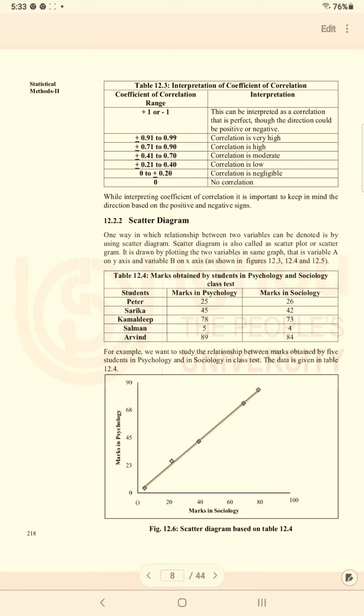12.2.2 Scatter diagram. One way in which relationship between the two variables can be denoted is by using a scatter diagram. Scatter diagram is also called a scatter plot or scattergram. It is drawn by plotting the two variables in the same graph, that is, variable A on the y-axis and variable B on the x-axis.